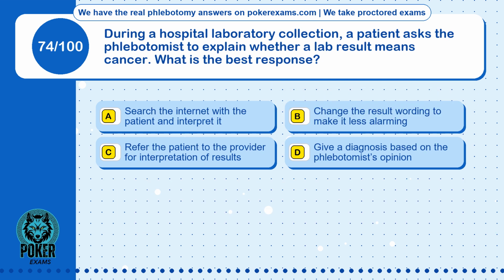Question 74. During a hospital laboratory collection, a patient asks the phlebotomist to explain whether a lab result means cancer. What is the best response? Option A, search the internet with the patient and interpret it. Option B, change the result wording to make it less alarming. Option C, refer the patient to the provider for interpretation of results. Option D, give a diagnosis based on the phlebotomist's opinion.